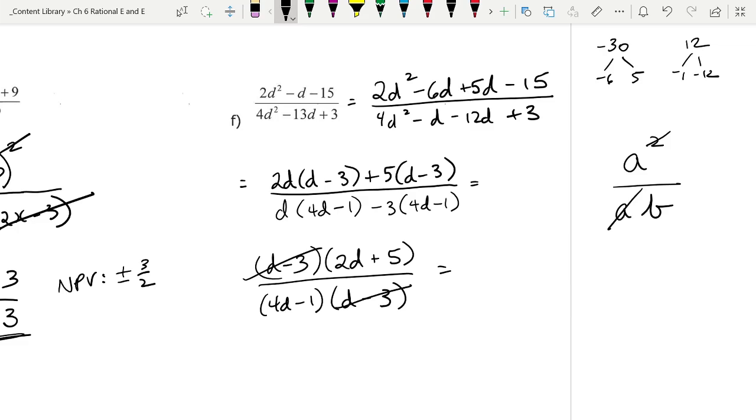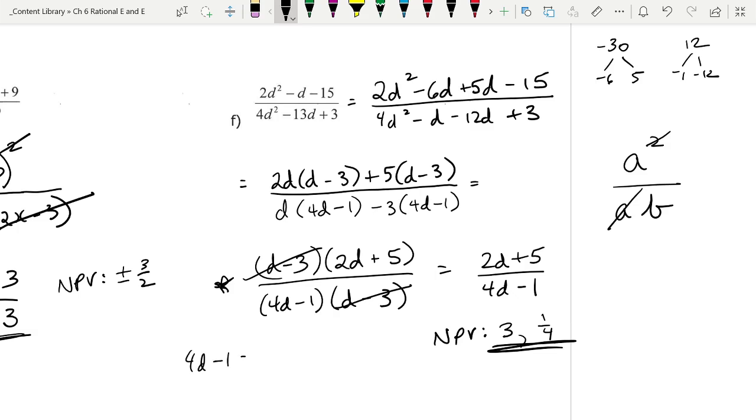This thing here is equal to 2d plus 5 over 4d minus 1, as long as we avoid what values? Where do I look for my values? I go to the factored version. On this step here, if d was 3, we'd have a 0. And if d was a quarter, we'd have a 0. Everybody get how I'm getting a quarter? Take 4d minus 1 and make it 0. How do you solve for d? d would equal 1 quarter. Okay, so that's my solution.